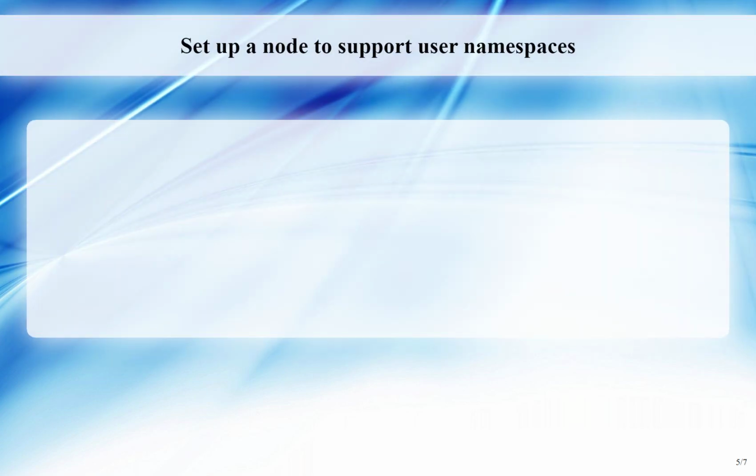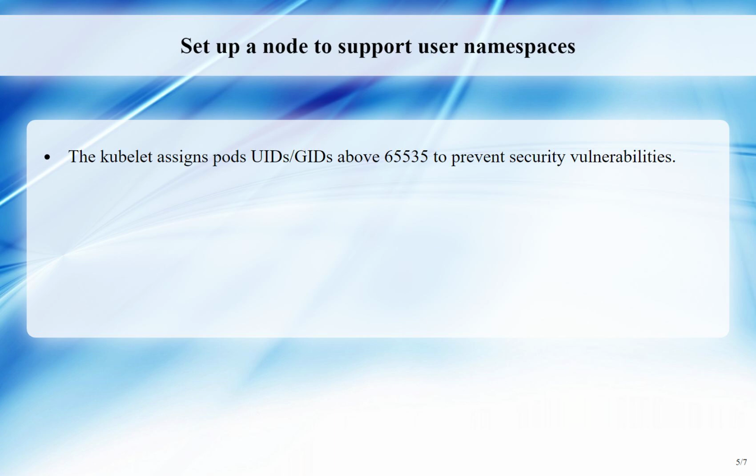Set up a node to support user namespaces. The default behavior of the kubelet assigns pods UIDs and GIDs above the range 0-65535 to avoid any overlap with the host's UIDs and GIDs, which is crucial for security purposes. This prevents vulnerabilities like CVE-2021-25741, where a pod could potentially read arbitrary files on the host.